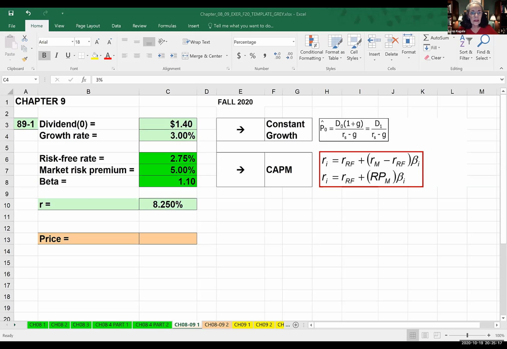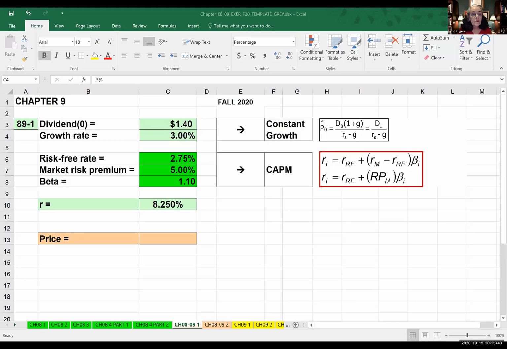It's showing you how I got there. 8.25, then it's $1.40 times 1.03, 1 plus the growth rate. So the price is $27.47. So that, and I do kind of like that kind of problem because it combines both chapter 8 and 9 all into one thing.